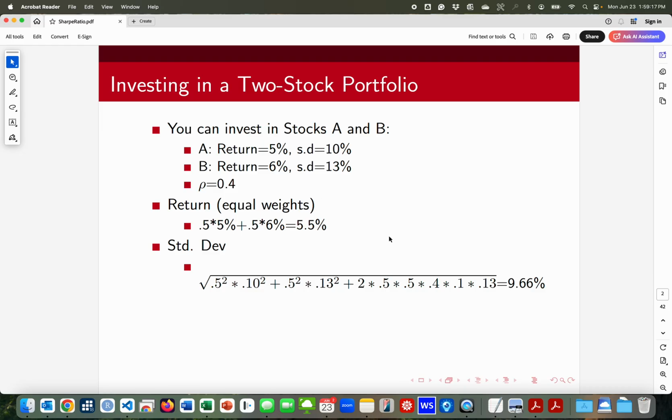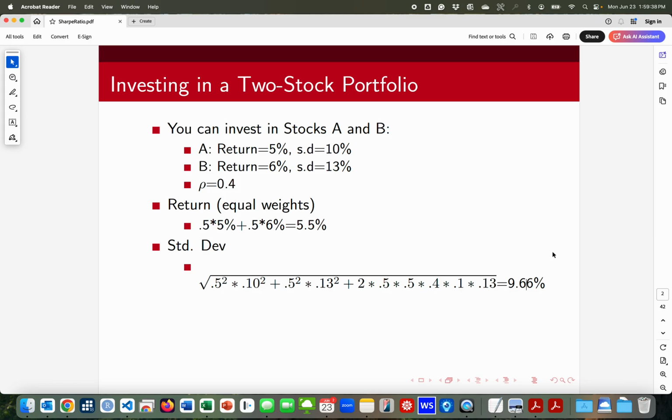And the standard deviation, this is the share A squared times the standard deviation of A squared, plus share B squared times the standard deviation of B squared, plus 2 times the share A, share B, times the correlation, times the standard deviation of A, times the standard deviation of B, gives us 9.66%.